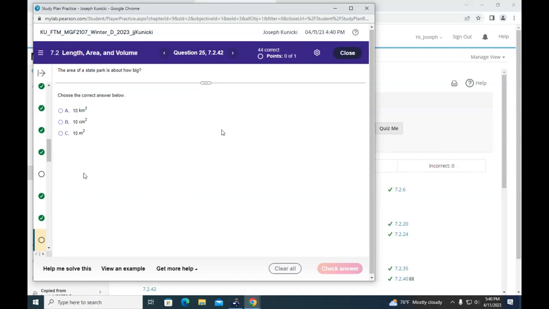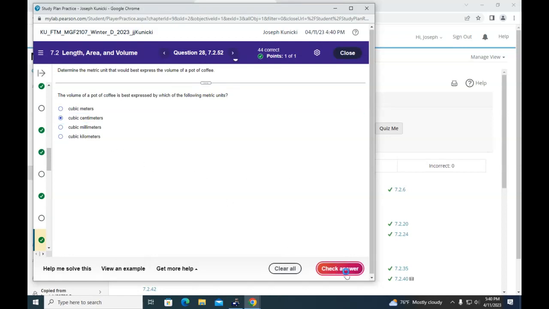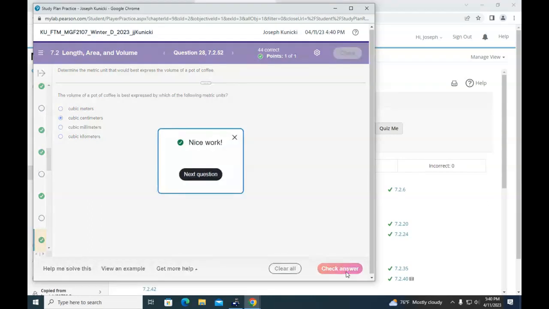Except for the next question. Yeah, except for the next. Let's get away from these, I hope. Let's see. Determine the metric unit that would best express the volume of a pot of coffee. So a pot of coffee is about a quart, right? Which one would you use? You wouldn't use cubic kilometers or cubic meters. So would you use cc's or cubic millimeters? Once again, cc's, cubic centimeters.